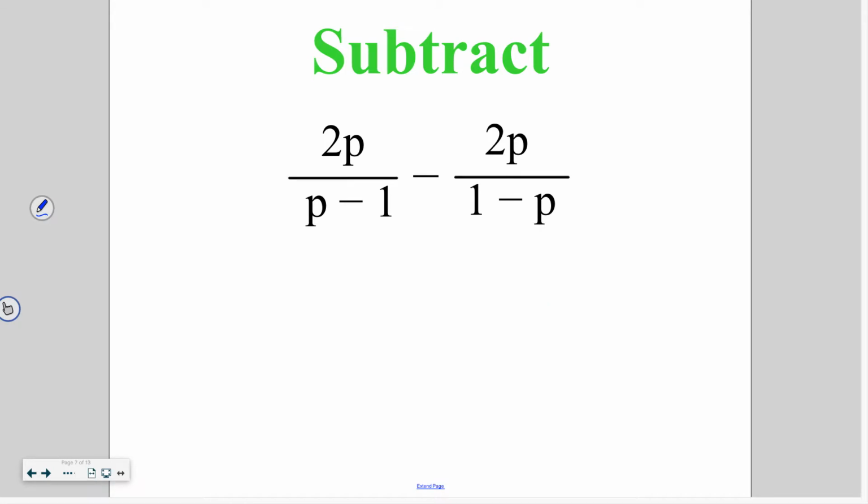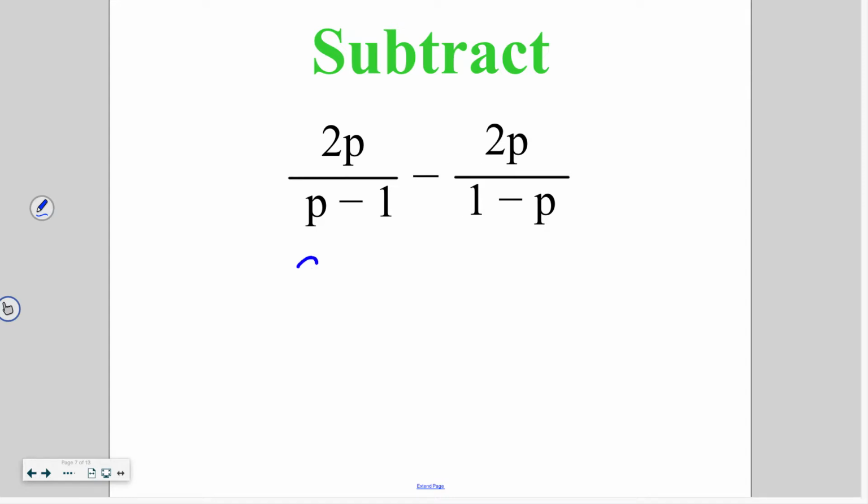One key thing that you might want to pay attention to in the denominator: notice, I've got p minus 1 and 1 minus p. If you pay attention, those are off simply by a negative. P is positive, p is negative. 1 is negative, 1 is positive. We can change that by flipping the negative up to the numerator.